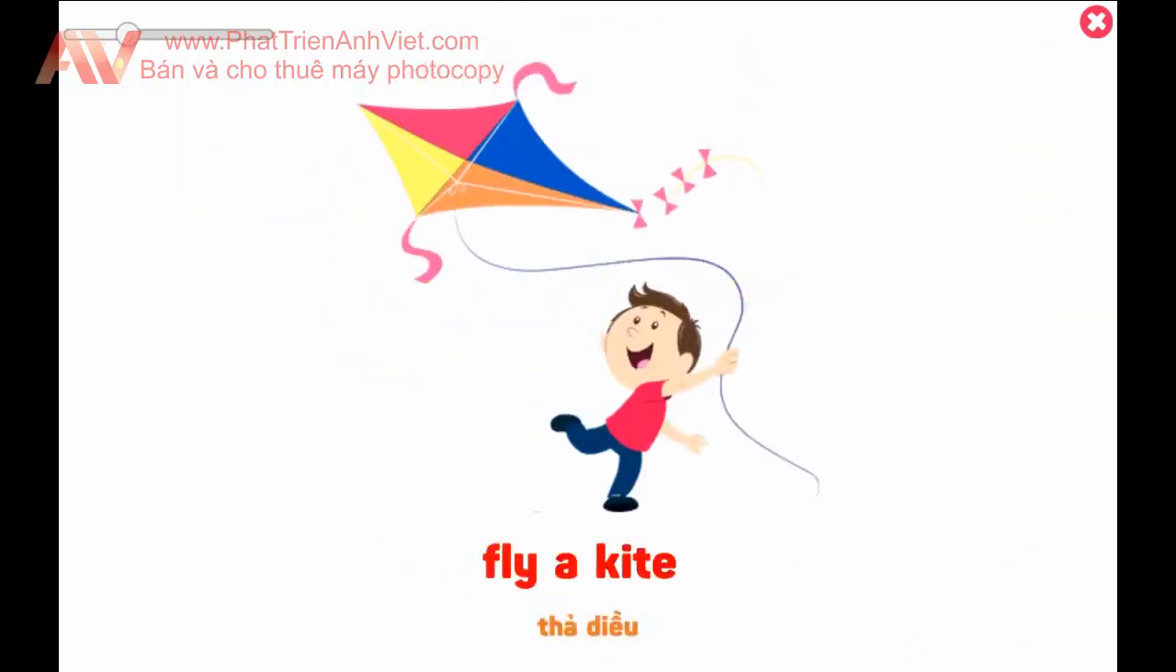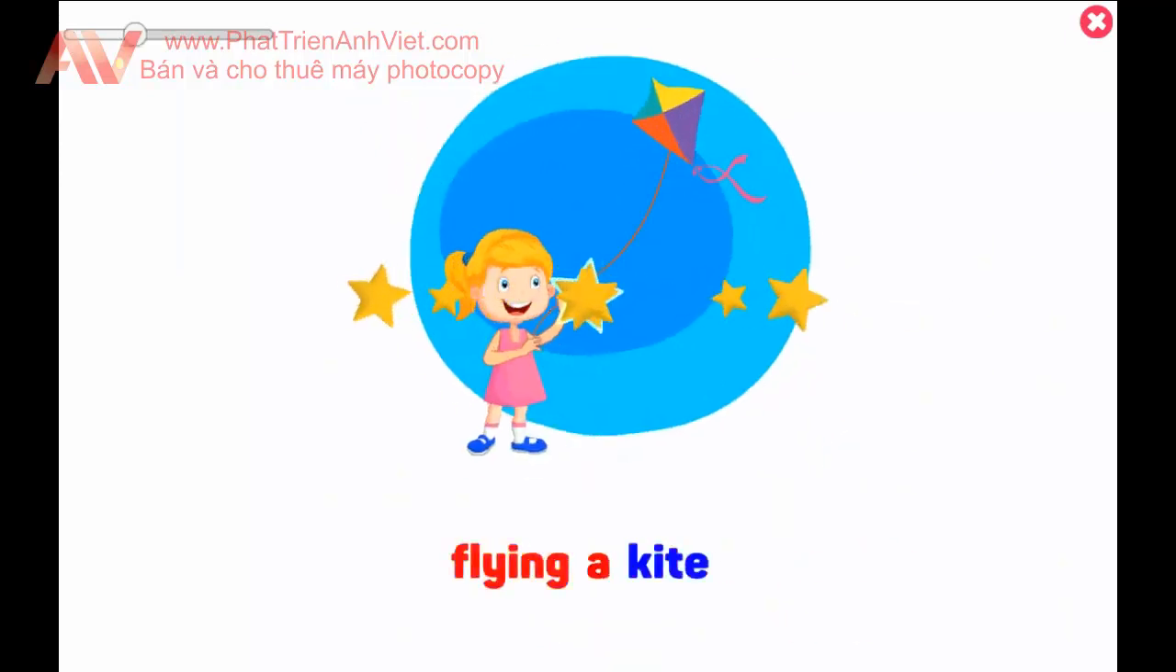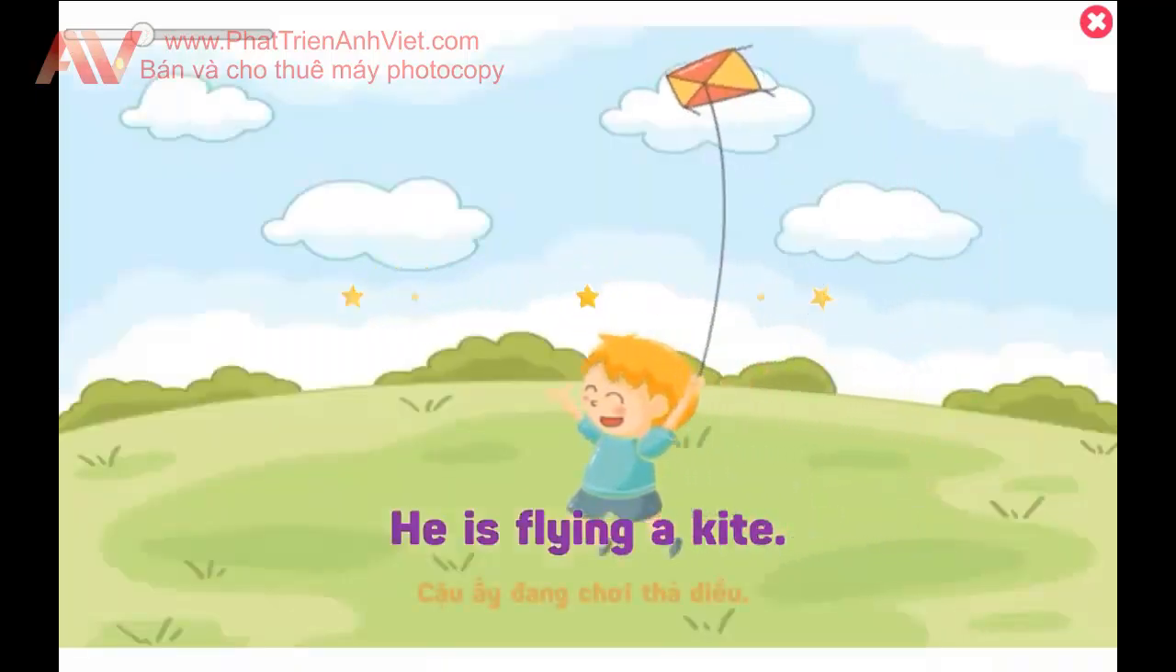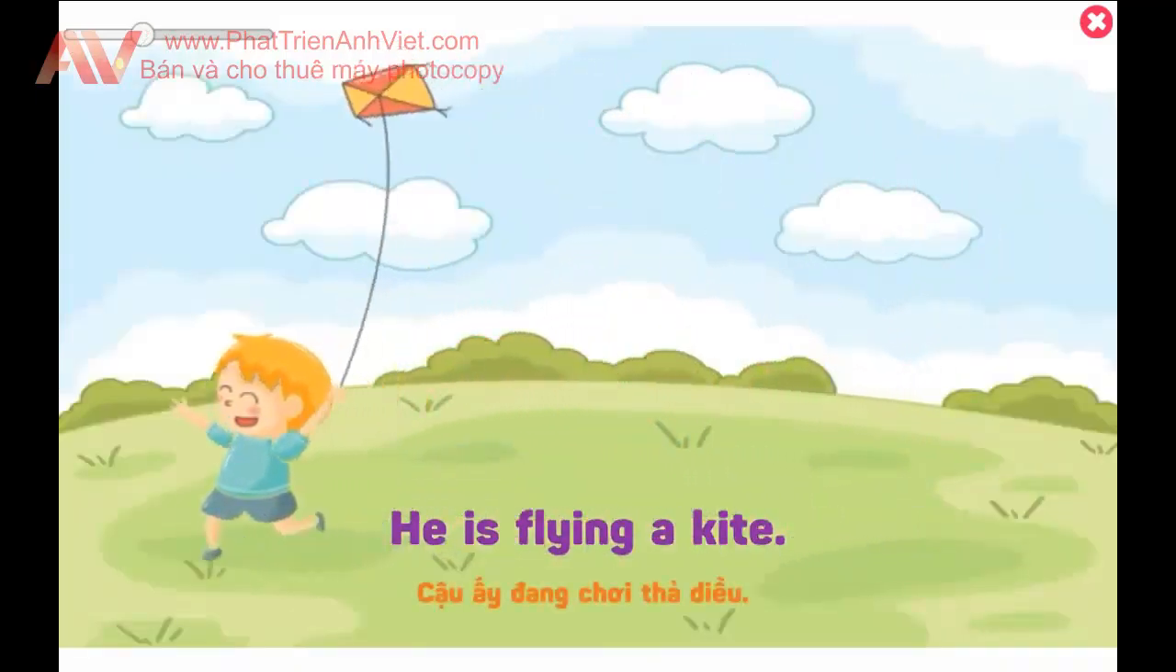Fly a kite. Flying a kite. He is flying a kite.